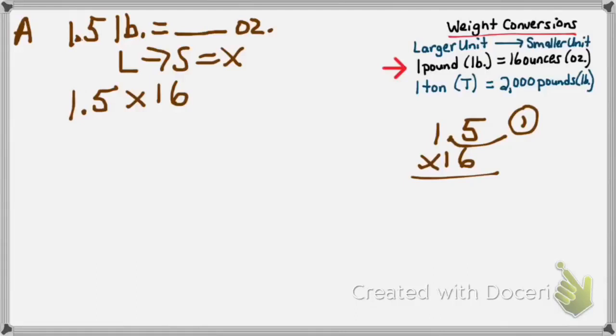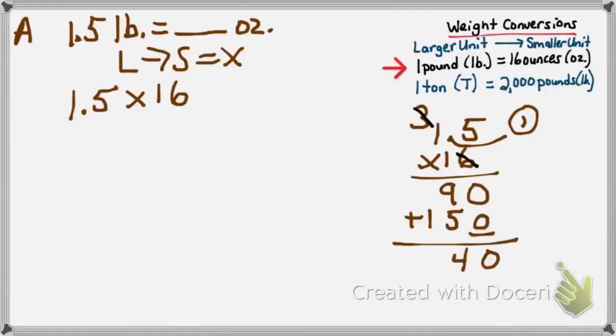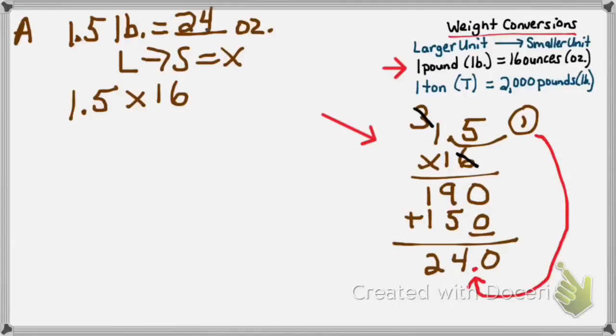I am going to show this in the traditional way, but whichever way you choose to solve it, you should come up with a final answer of 240. Then you move Decimal Dan back in that one place, which makes your answer 24. I'll take that 24 and move it right up into the ounces. So 1.5 pounds equals 24 ounces. Now I'm ready to move on to part B.